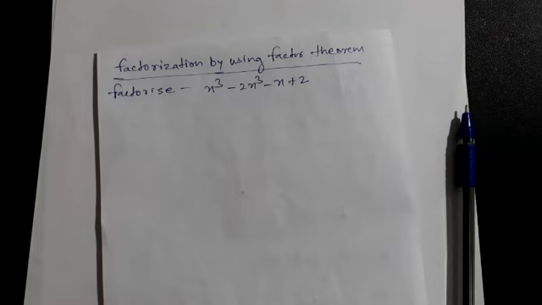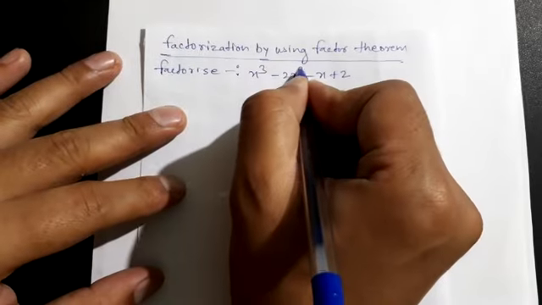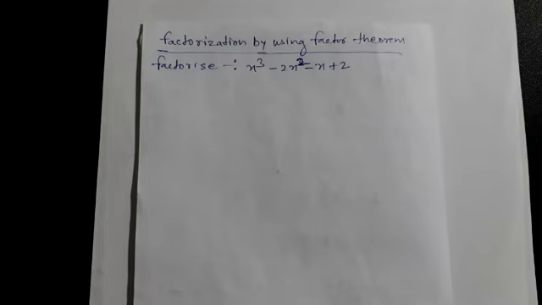So here we have a cubic polynomial, x cube minus 2x square minus x plus 2, and we have to find its factors. Our method is factorization by using the factor theorem.